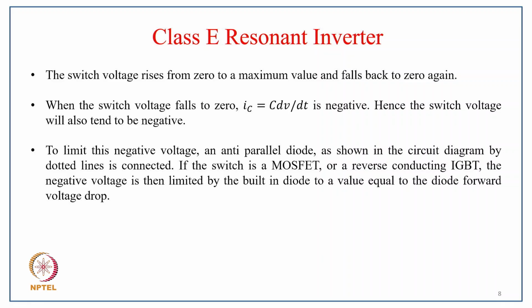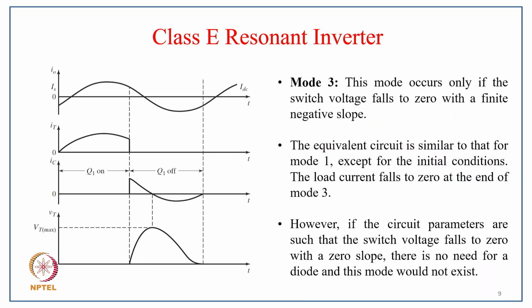Hence the switch voltage will always tend to be negative, and to limit this negative voltage, an anti-parallel diode, as shown in the circuit diagram by the dotted lines, is connected. If the switch is a MOSFET or a reverse conducting IGBT, the negative voltage is limited by the built-in diode or connected external diode to a value equal to the diode forward voltage drop. And these are typical voltage waveforms. You can see the input and output voltage here, and then the DC current, the transistor current, the capacitor current, and of course the transistor drop, and you see the positive voltage is always there.